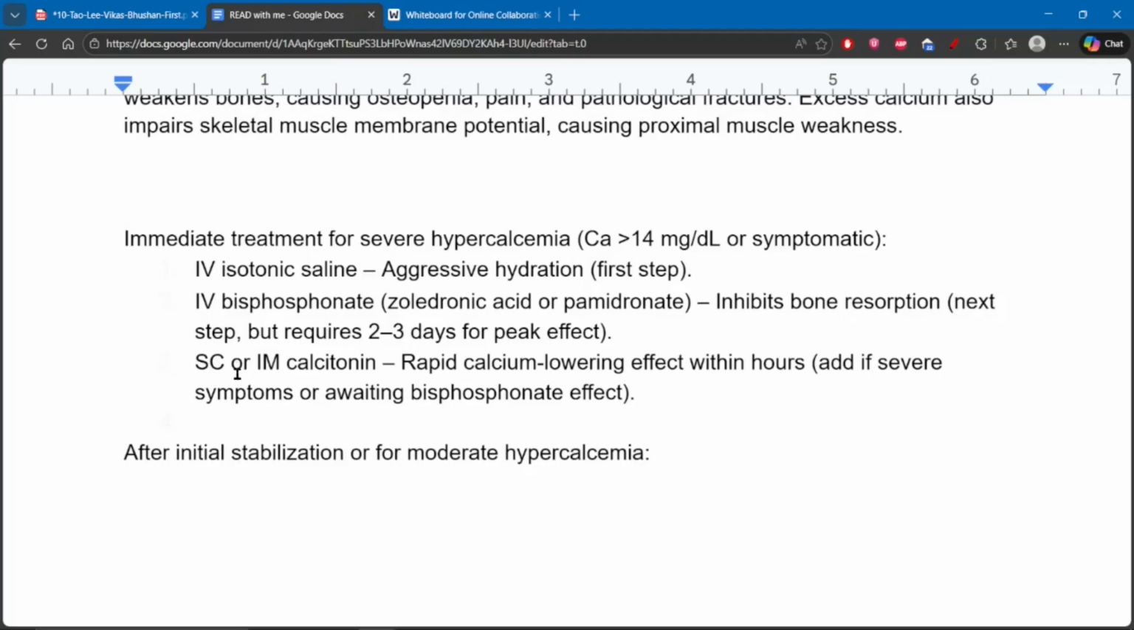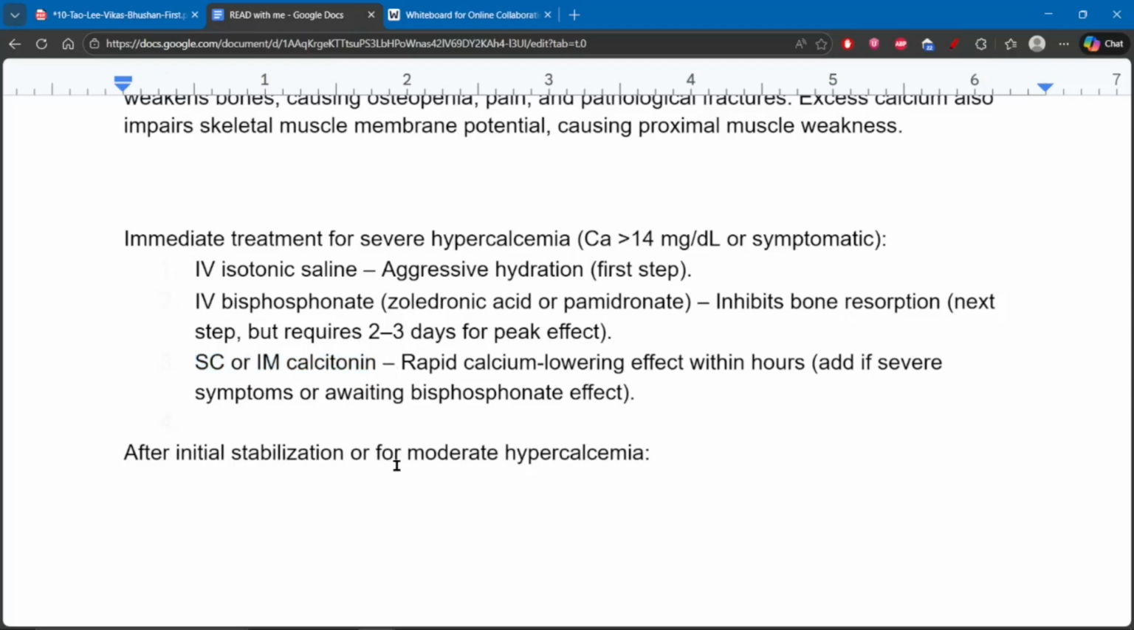You can also give subcutaneous or intramuscular calcitonin, which has a rapid calcium lowering effect within hours. This is not routinely done, but if they've given both isotonic saline and bisphosphonate in the question, and then they're asking that the patient is still having symptoms of hypercalcemia, what should be done, then you have to give this as an answer, calcitonin, right?